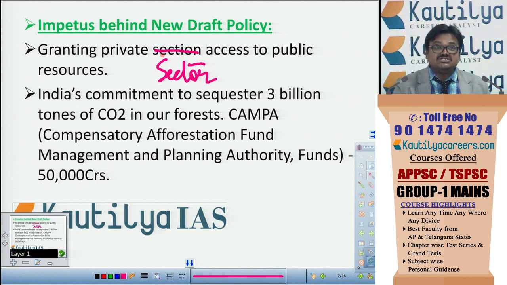So therefore the forest resources should not be opened up to the private players, because the local people have the community rights over the forestry according to the 2006 Forest Rights Act. However, this new draft policy is talking about the privatization of forest resources, which I don't think is a very good step for conservation of forest resources. So this is about the first article.